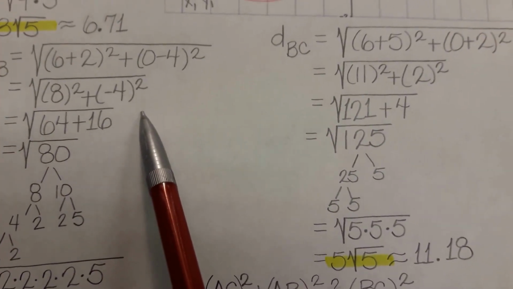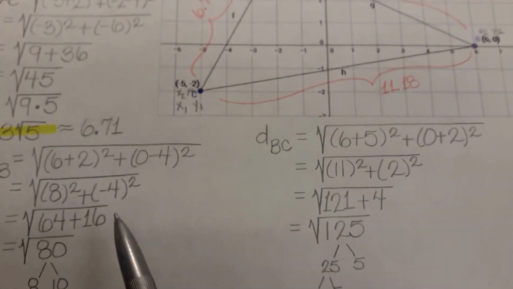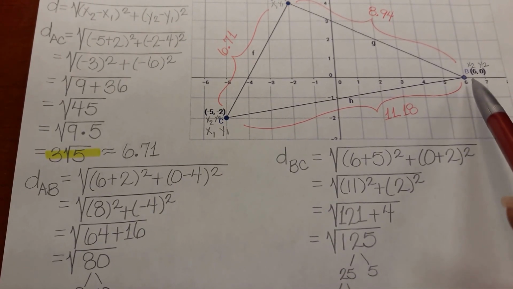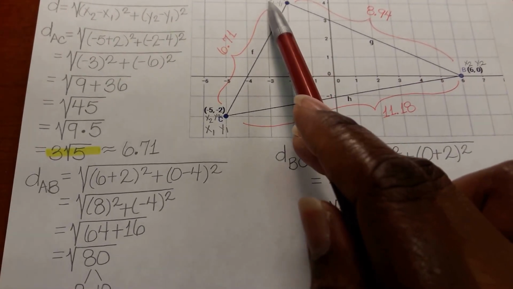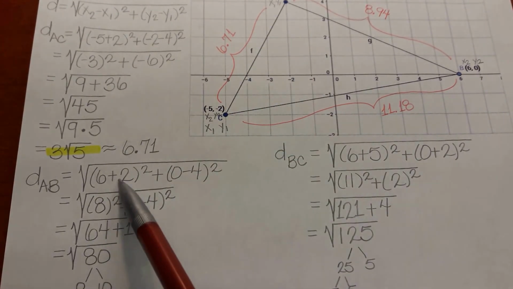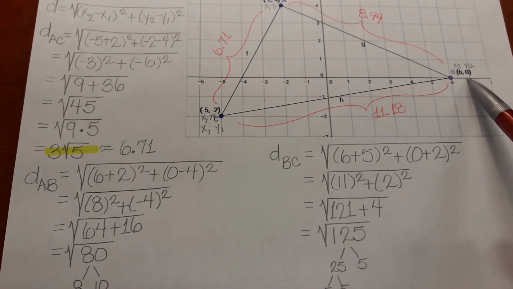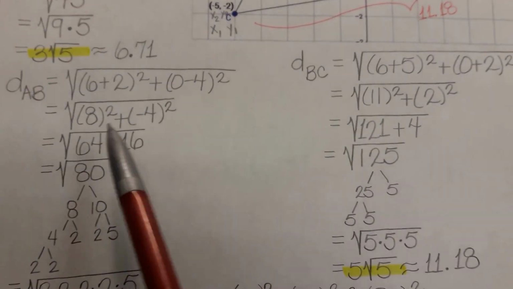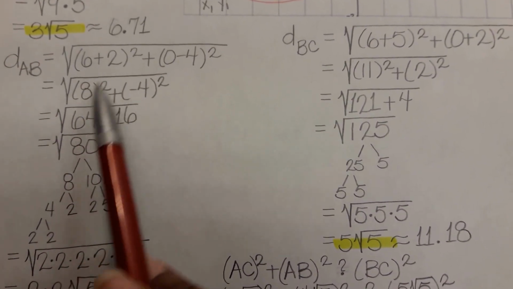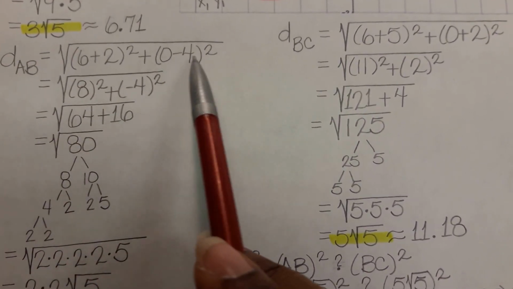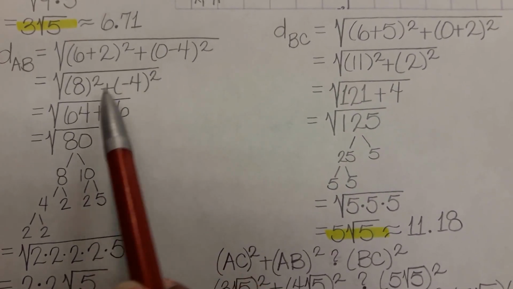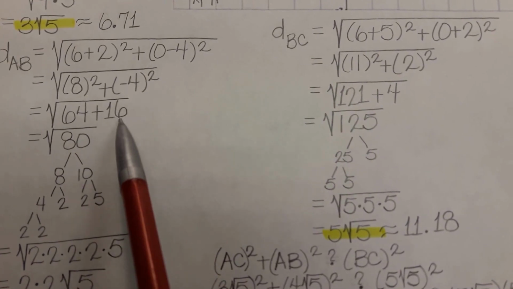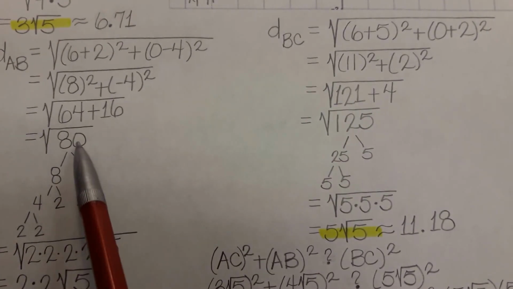So applying the formula, you've got to kind of multitask. If you look at it, I know that I have 6, negative times negative is +2, and then I have 0 minus 4 squared. 6 plus 2 is 8 squared. 0 minus 4 is -4, and then I square it. 8 times 8 is 64. -4 times -4 is +16. Add these two numbers to get 80.